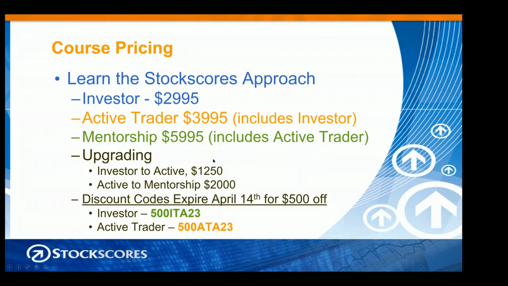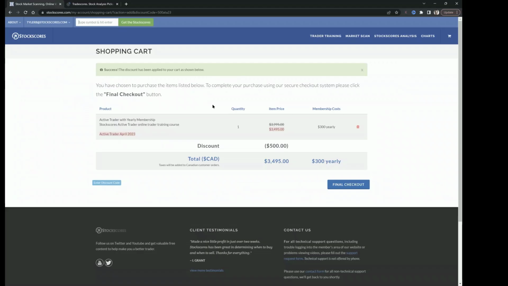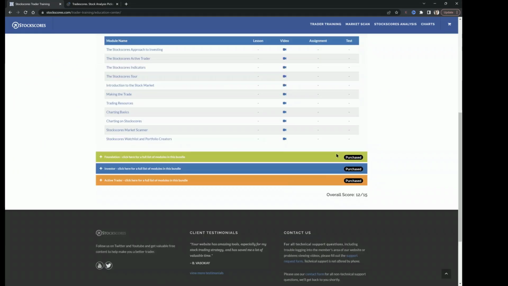Now let's say you bought the investor course 3 years ago and you want to upgrade to the Active Trader course. You can do that from the Education Center. So you go into the Education Center and there will be a link where you can see the upgrade. Now it doesn't do that for me because I have access to everything, but normally there'll be a link here.